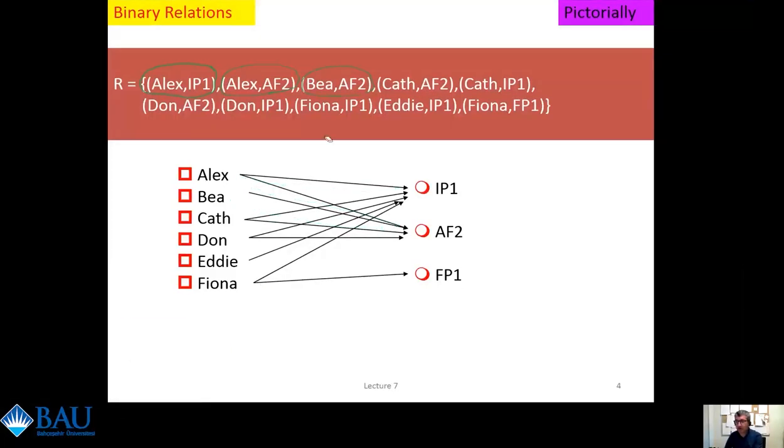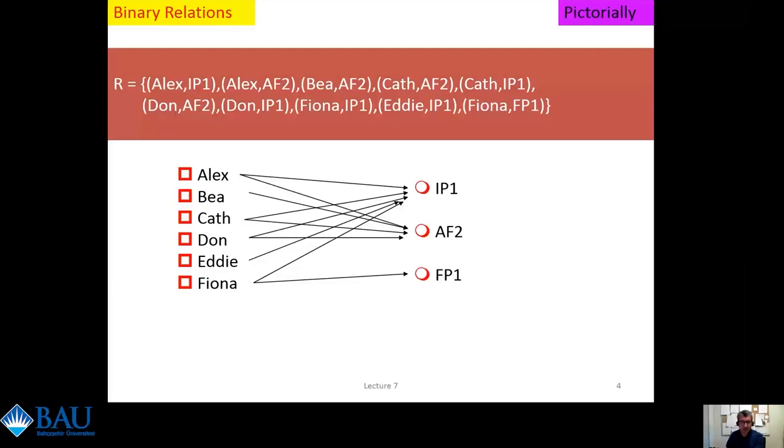So this is another way to show the relation. Up to here, we saw that we can show a relation in two ways. One of them is showing it as a set, the other one is showing it as a graph. Both of them have the same information.